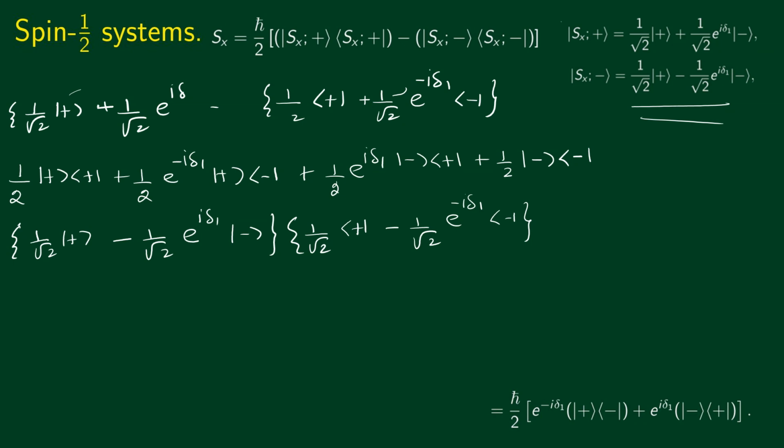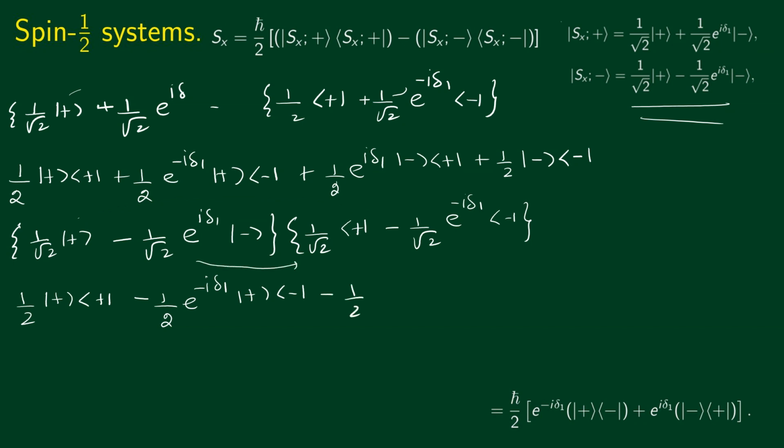Okay, now let's do the same multiplication. We get 4 terms. We get 1 by 2 ket plus bra plus, and then we get minus. When I combine this, there's a minus sign here. This becomes minus 1 by 2 ket plus, sorry, I missed this. When I combine this, there's also this e raised to minus i delta 1. So this becomes minus 1 by 2 e raised to minus i delta 1 ket plus bra minus. Okay, now the other terms, minus 1 by 2.